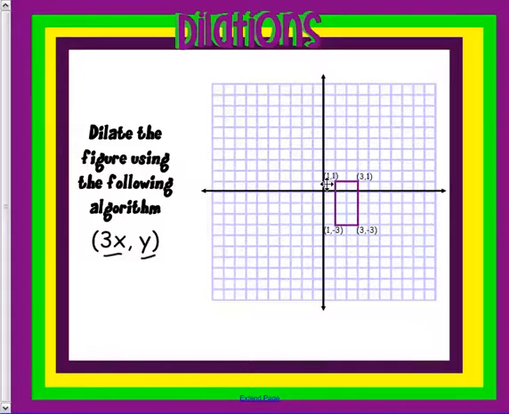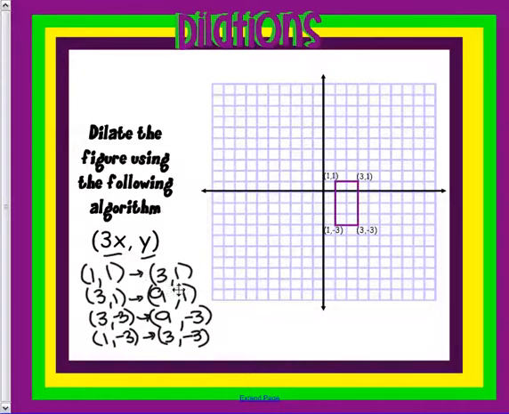So if you were doing this one, you would multiply the 1, 1 by 3. So the 1, 1 would become 3, 1. So we have a point right here. The 3, 1 would be 9, 1. So we'd go to 9 and up 1. The 3, negative 3 would become 9, negative 3. So we would be at 9, but at negative 3. And the 1, negative 3 would become 3, negative 3.